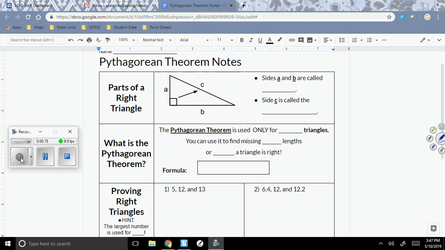So first, a couple of pieces of vocabulary for our parts of a right triangle. You can see that our right triangles have that little box in the corner. Remember, that means that there's a 90-degree angle, and that 90-degree angle is always going to be there if it's a right triangle. So first off, our sides A and B are called legs of the right triangle. And then side C, which is the side that's across from that 90-degree angle, that right angle, is called the hypotenuse.